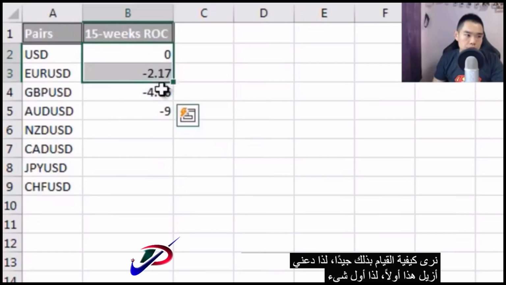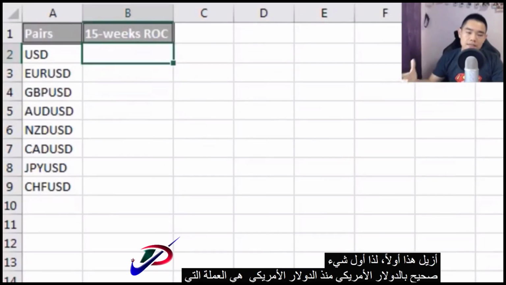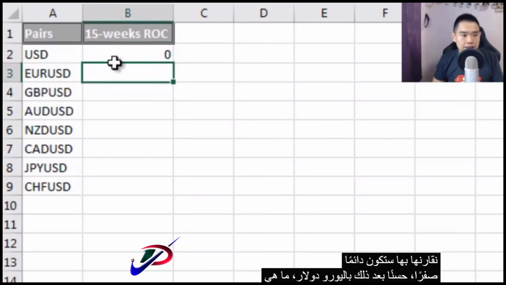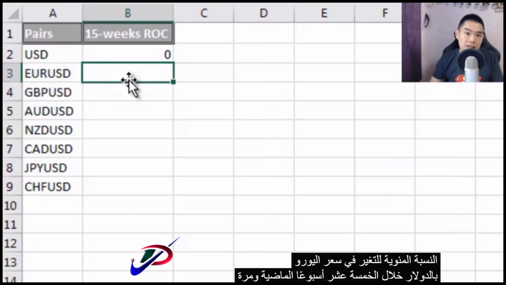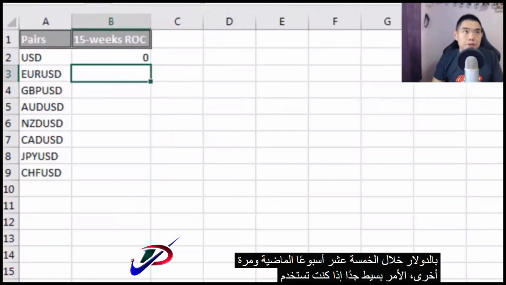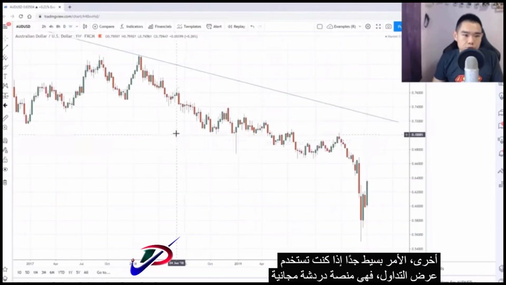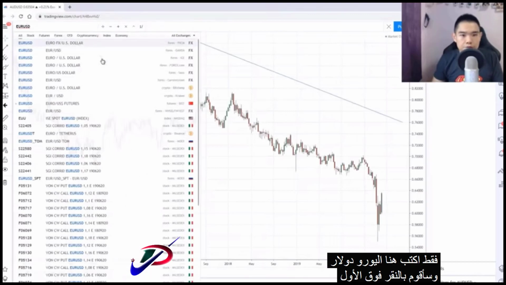Okay, so let me just remove this first. First thing first, USD. Since USD is the currency that we are comparing against, it will always be 0. Next thing, euro dollar. What is the percentage change in price of euro dollar over the last 15 weeks? And again, it's very simple. If you are using TradingView, it's a free charting platform. Just type in euro dollar here, and I'll click the first one.